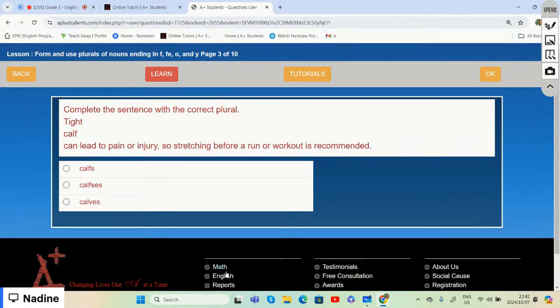It says complete the sentence with the correct plural. It says tight calf can lead to pain or injury. So stretching before a run or workout is recommended. Tight calf. Is it calves, option one, calves, option two, or calves, option three? Which one is correct? Option one, option two, or option three?